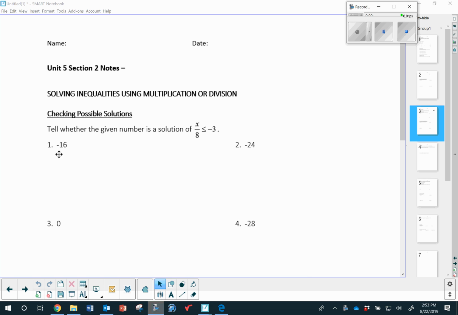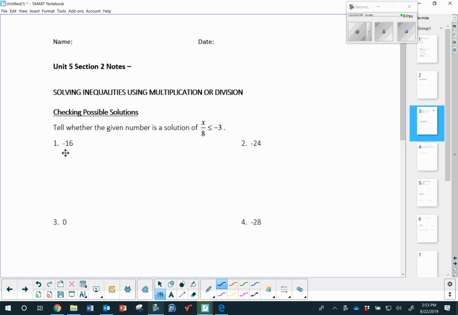So let's go ahead and substitute negative 16 for x. So it would be negative 16 over 8 is less than or equal to negative 3. This would be negative 2 is less than or equal to negative 3, which is not true. So negative 16 is not a possible solution for that inequality.